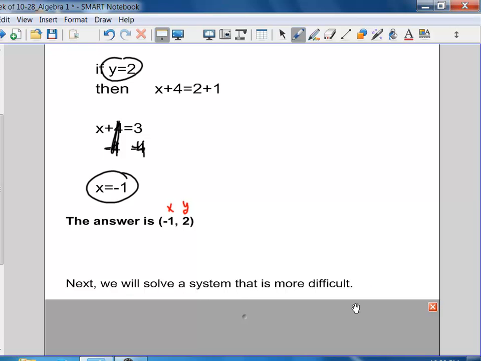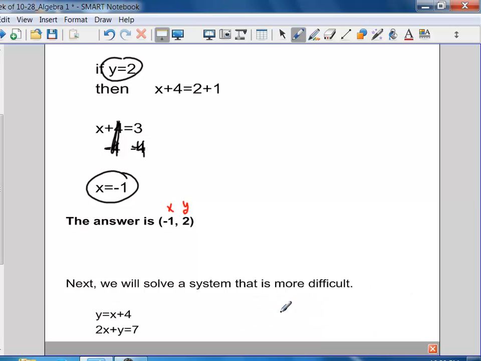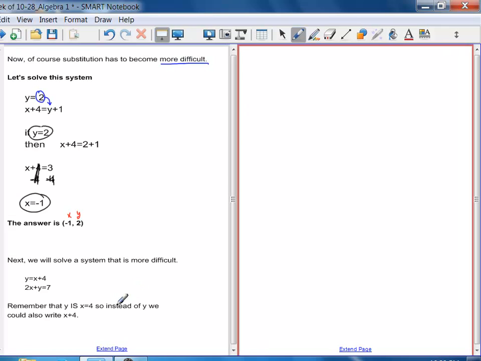Now we're going to solve a system that's a little more difficult. This is more like what your homework was looking like yesterday. Let's take a look. So we have y equals some expression. It's not just a number, it's like a bunch of things, right? So we know that y equals x plus 4. I'm taking this right from here, okay? And also we know that 2x plus y equals 7, okay?